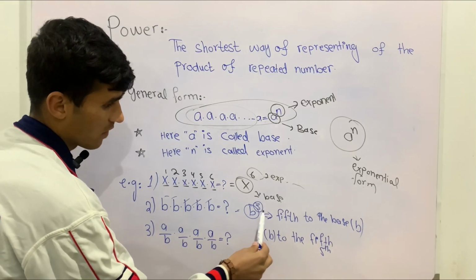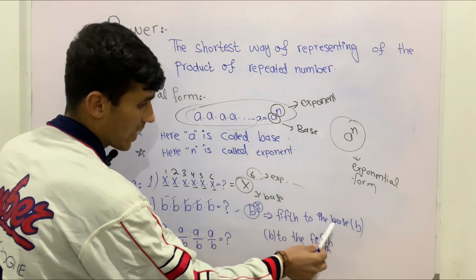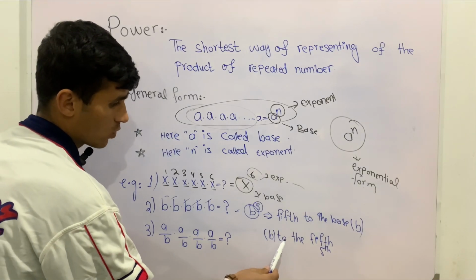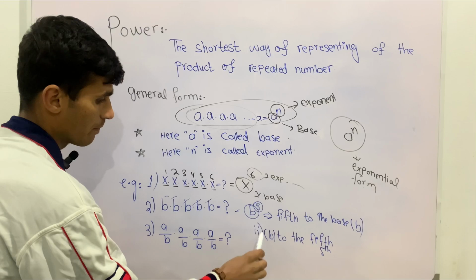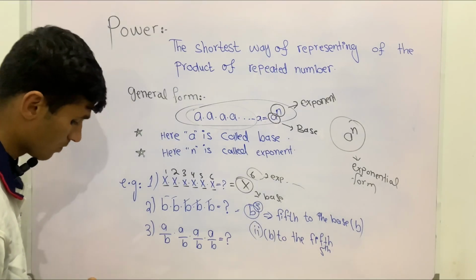Two different ways we have to say this expression while speaking: 5th to the base B, or B to the 5th. Of course, the second way is a little more comfortable for you.